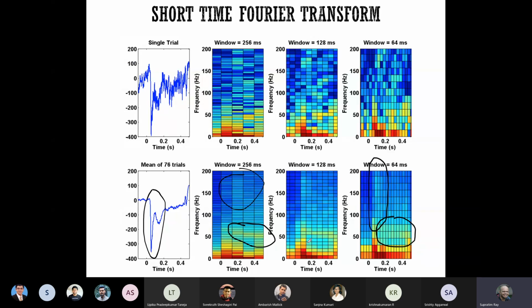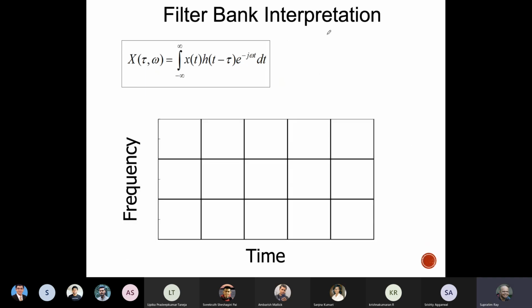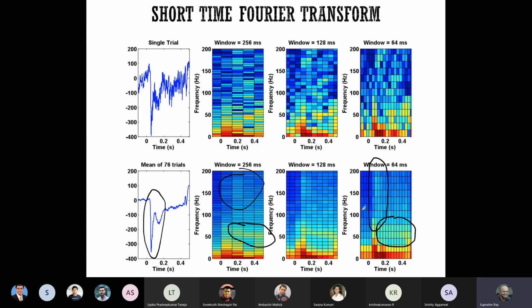So we will now look at all these. There are a variety of different methods: short time Fourier transform, wavelet transform, Hilbert transform, matching pursuit. They all essentially can be thought of within the same framework here, where we think of each of these boxes as a little filter. This is what is called a filter bank interpretation. And within that framework, all of these different methods will fall in place.